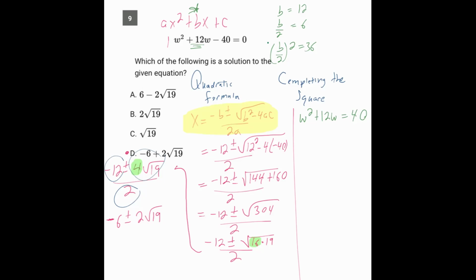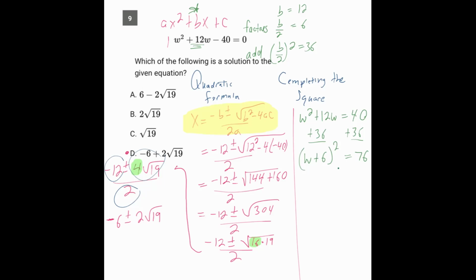Now b over 2 squared is what you add to both sides, and b over 2 is what it's going to factor to after you do that. So we are going to add 36 to both sides, and that'll give us 76 on this side. And w squared plus 12w plus 36 factors to w plus 6 times w plus 6. So w plus 6 squared equals 76.